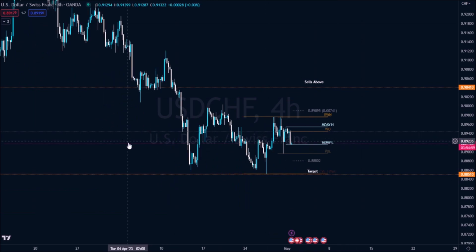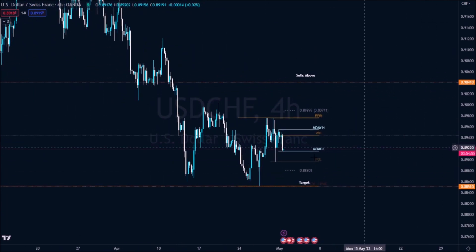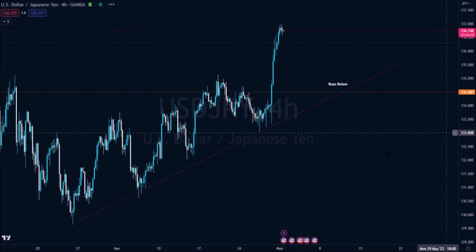Dollar Swiss I'm not interested in. It is quite weak, but I'm trading two strong currencies against each other, to be honest. I'm waiting for the dollar to turn around, and Swiss franc is pretty strong. So we're just going to be hands off that.